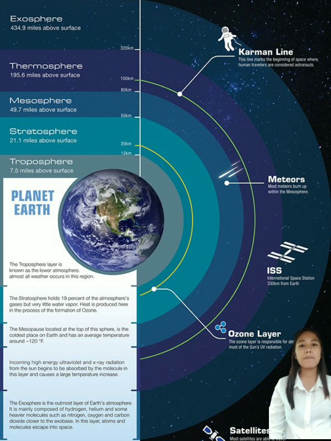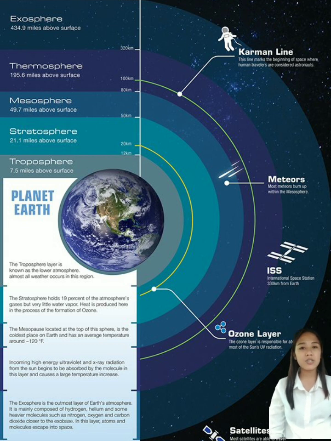The thermosphere lies above the mesopause and is a region in which temperature increase is caused by the absorption of energetic ultraviolet and X-ray radiation from the sun. The temperature of the thermosphere varies between night and day and also between the seasons.